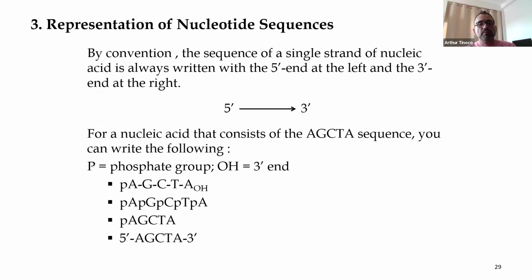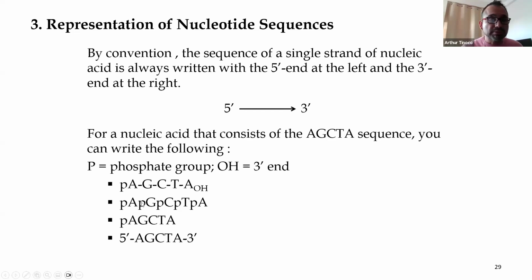Right, so how do we represent the nucleotide sequence? I already mentioned that we go from the 5' to the 3' direction. For a nucleic acid that consists of the AGCTA sequence, so we're looking at a particular sequence of those nucleotides, how do we represent them? You can write it in the following format. For instance, you can refer to the 5' end by using this 5-letter sequence and putting a P at the start. And then at the end, the A, you can attach the OH so that you're indicating what's the start and what's the end.